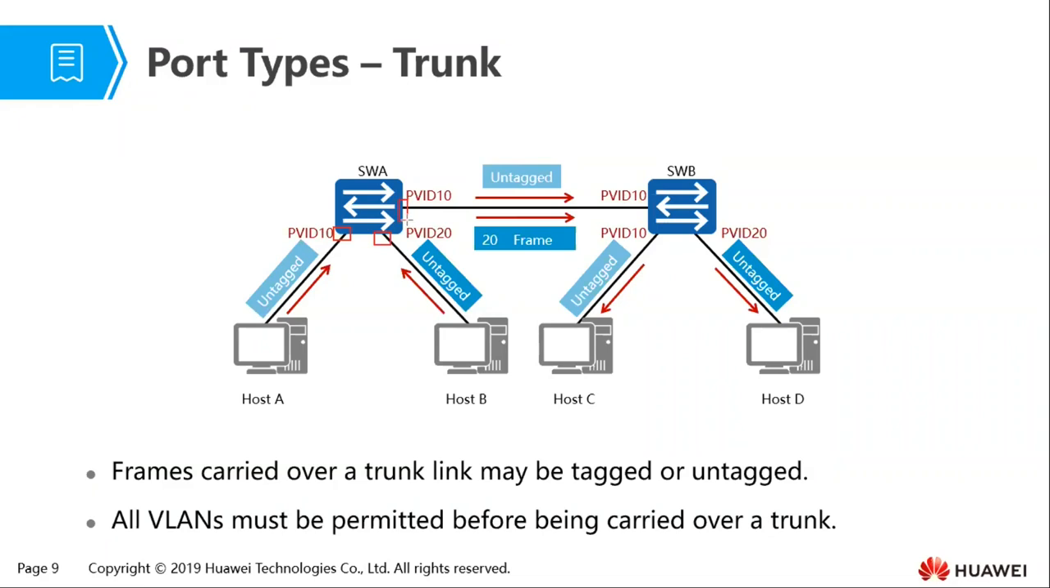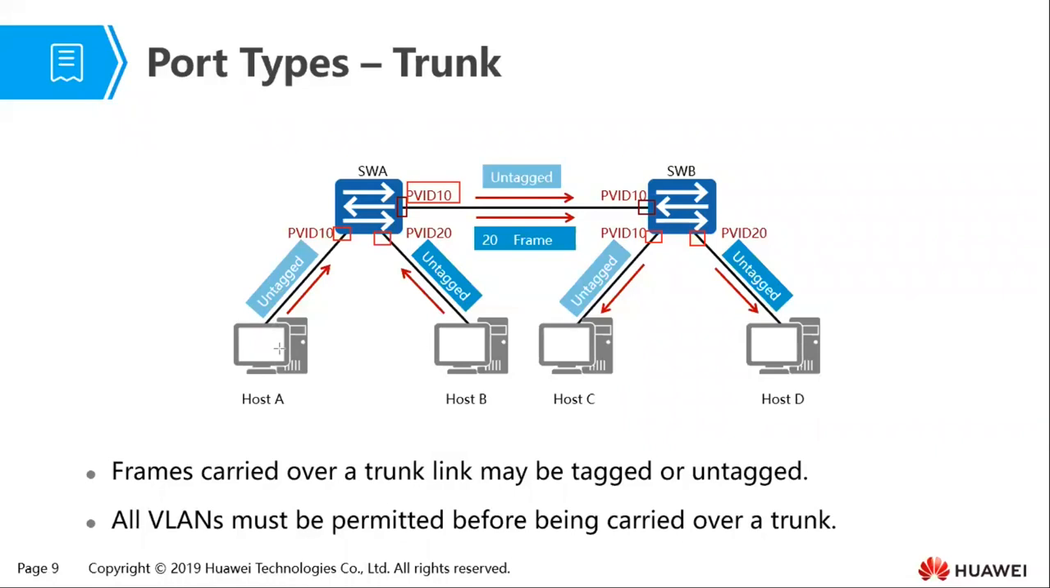Trunk port. Let me even use a different color. So this guy here is a trunk port. This one is also a trunk port. On the other hand, this one is an access port. So the trunk port has a PVID of 10, as you can see here, PVID of 10. This 20 here is for this access port here. So let's look at this example and see how the trunk will actually forward this data.